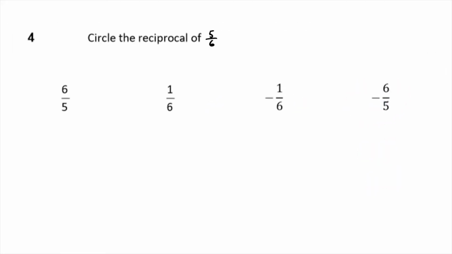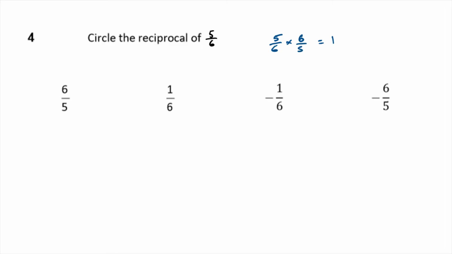Question 4. Circle the reciprocal of 5/6. Now, the reciprocal of a number is a number that you can multiply your original number by and get 1. So 5/6 times something equals 1. What is that something? Well, that something is taking a fraction and flipping it upside down.